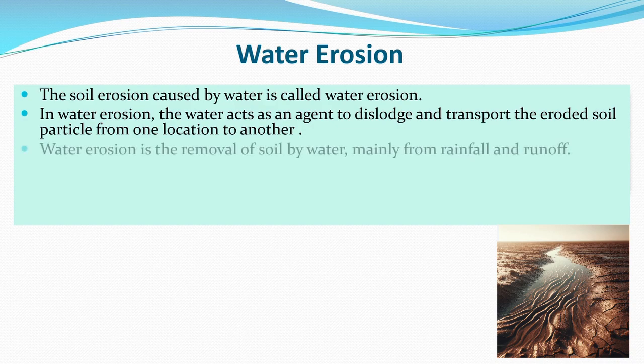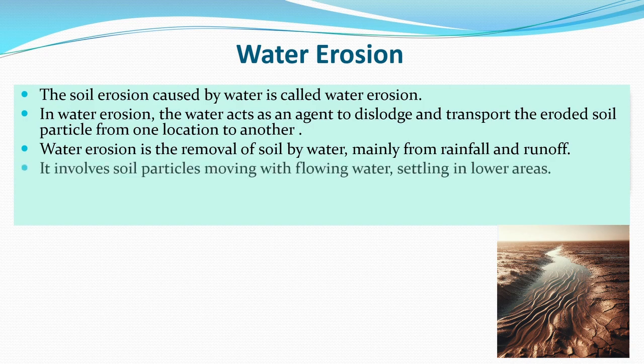Water erosion is the removal of soil by water, mainly by rainfall and runoff. The rainfall has tremendous amount of kinetic energy. It has the ability to detach the soil particles, which are consequently carried away by runoff. It involves soil particles moving with flowing water, settling into lower areas. Or when the kinetic energy of flowing water is not sufficient, the soil particles may get settled.